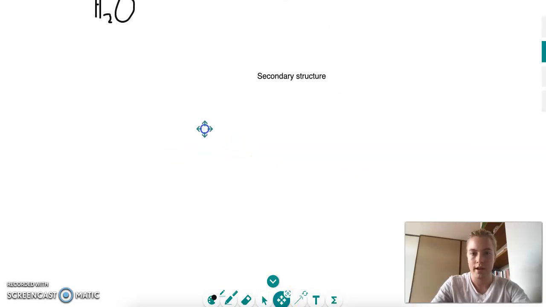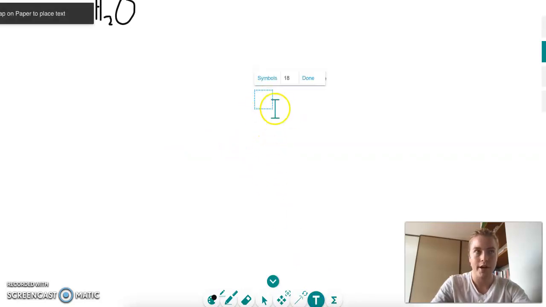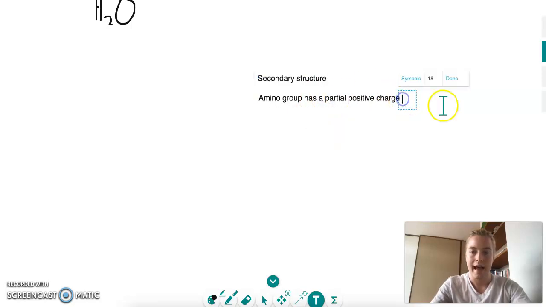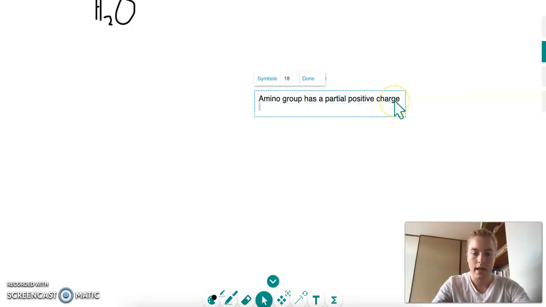Okay, let's move on to considering the secondary structure of proteins. So the secondary structure is how we have shaping of the polypeptide chain. And what's significant about this is that the amino group has a positive charge. Not a full positive, it has a partial positive charge. And similarly, the carboxyl group has a partial negative charge.